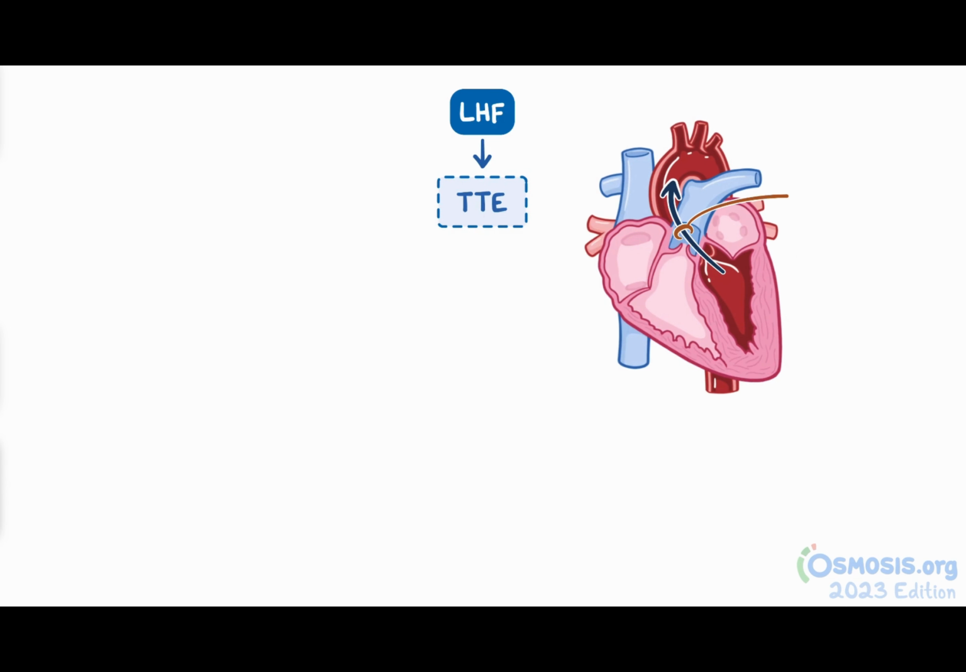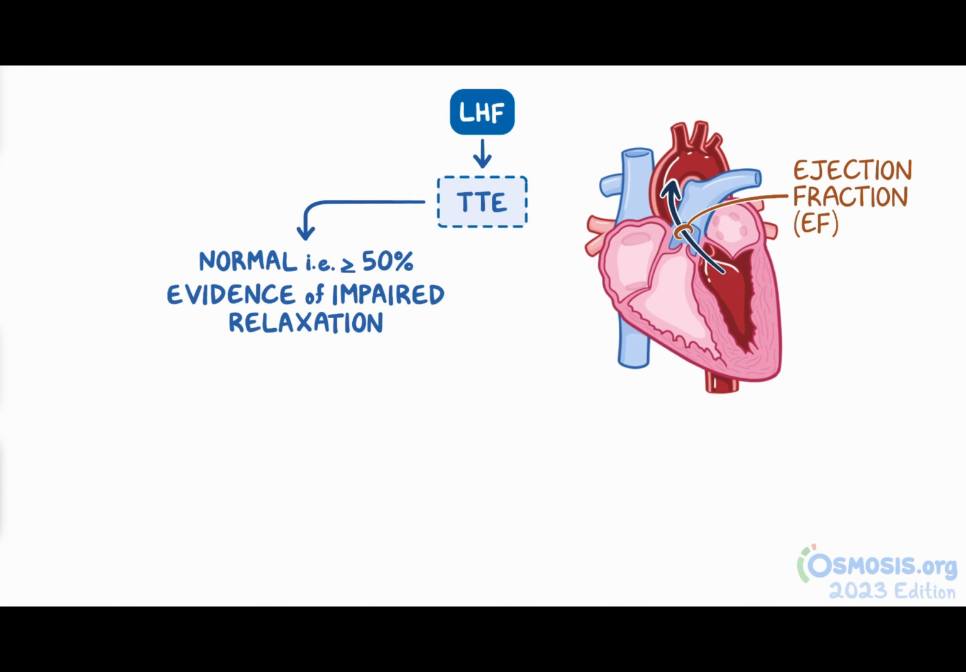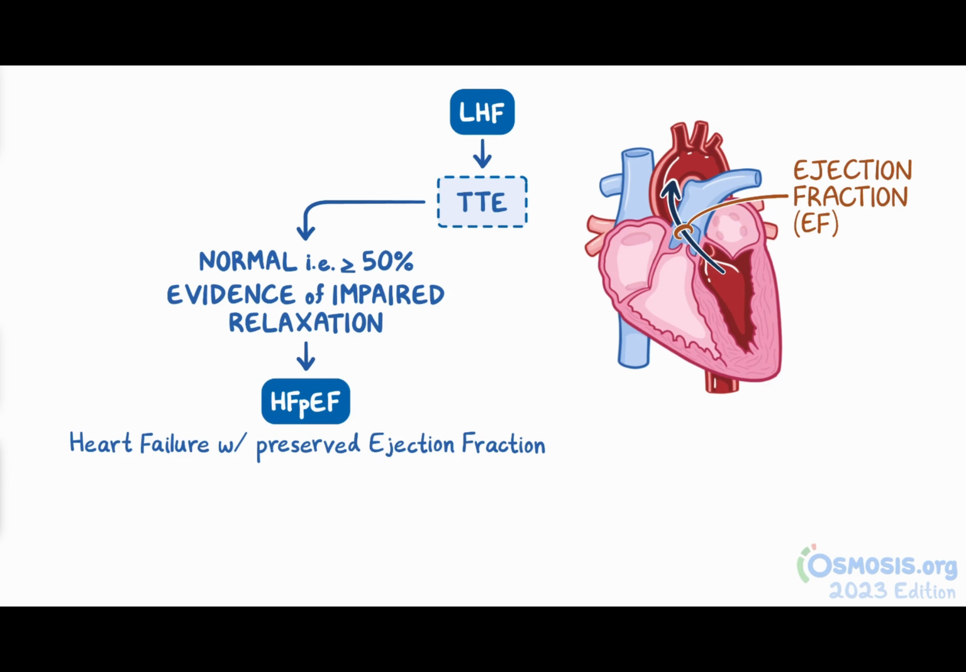All right, now that we've diagnosed LHF, let's determine the type of dysfunction. You can do this by using a TTE to calculate the left ventricle's ejection fraction, or EF for short. Now, if the EF is normal, meaning it's equal to or greater than 50%, but there's usually evidence of impaired relaxation, you can make the diagnosis of heart failure with preserved ejection fraction, or HFpEF for short, also known as diastolic or non-systolic heart failure.